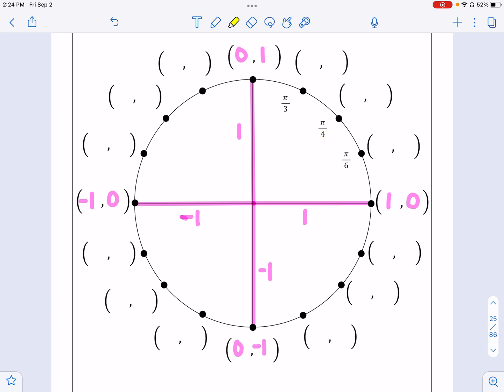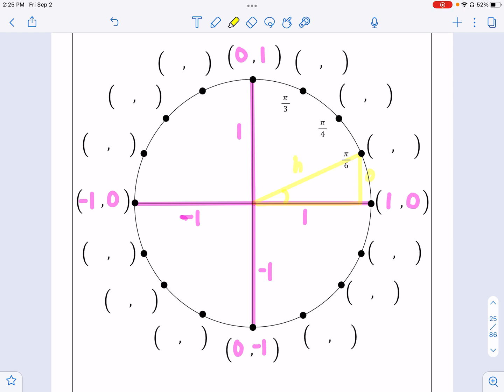So let's talk about evaluating on a unit circle. When we think about evaluating on a unit circle, we can find sine, cosine, and tangent using those ratios that we learned about in trigonometry. So for instance, we know that sine is opposite over hypotenuse. So we know that the sine is going to be this opposite side over this hypotenuse side.